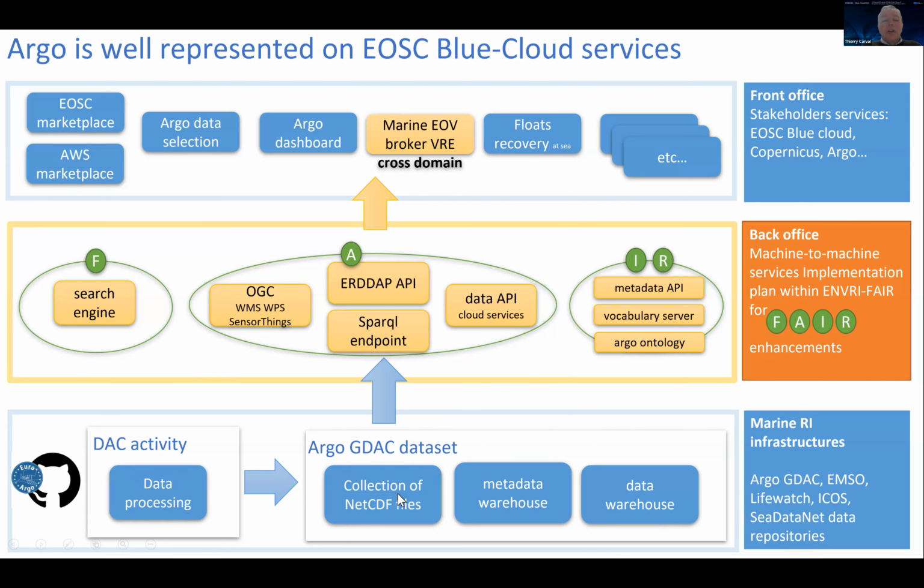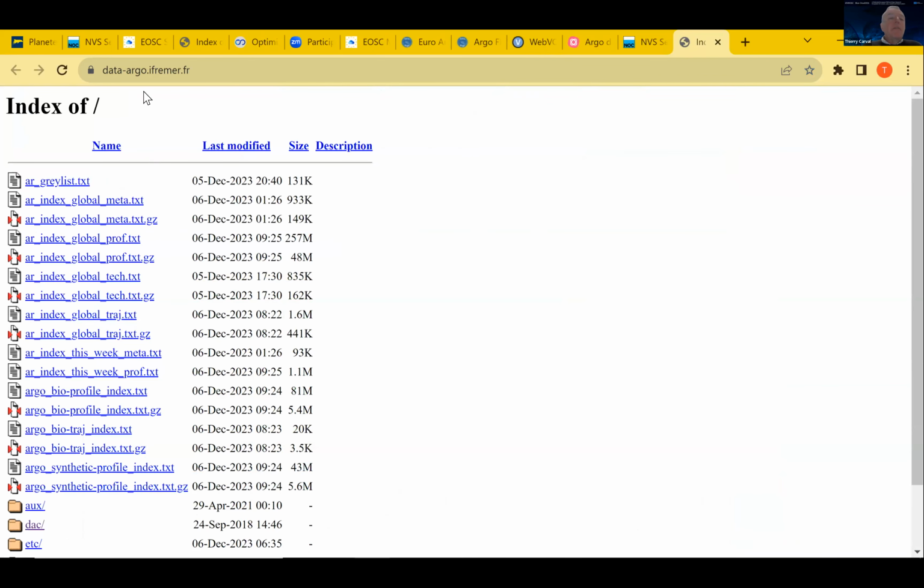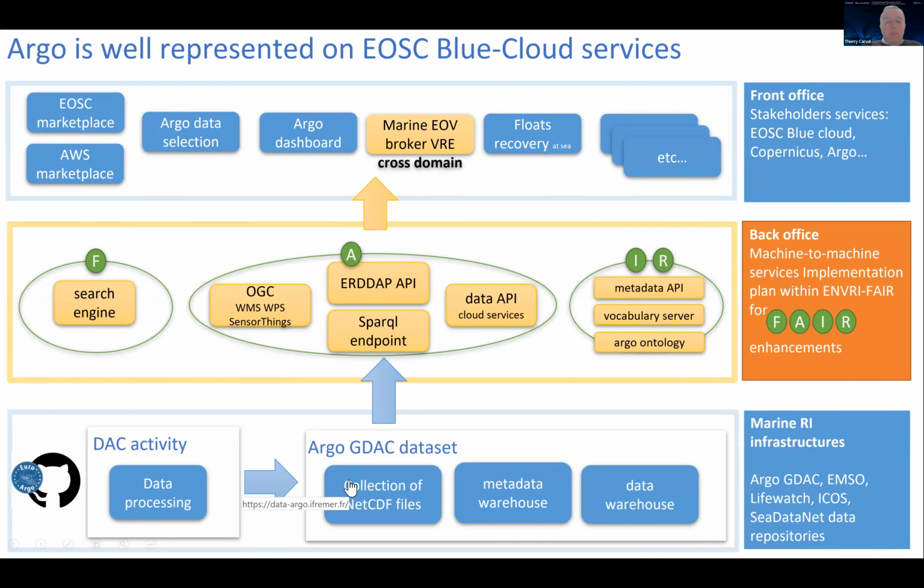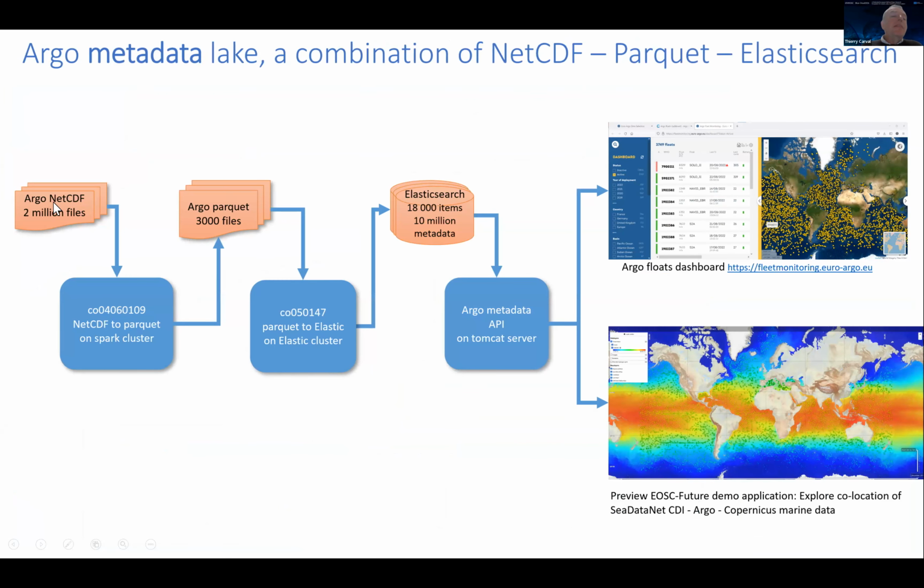And the GDAC is a collection of netCDF files. Here I click on this, the basic product of the GDAC, the list of netCDF files. That is open and everyone can get the original Argo netCDF files. Then at the GDAC level, we manage what I call a metadata warehouse. We take the Argo netCDF files, 2 million profile files now, extract them into a Spark cluster, and convert these 2 million files into 3,000 Parquet files.